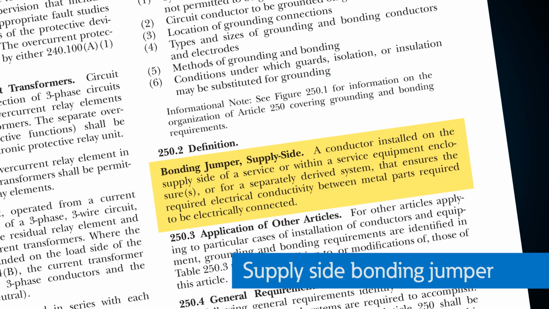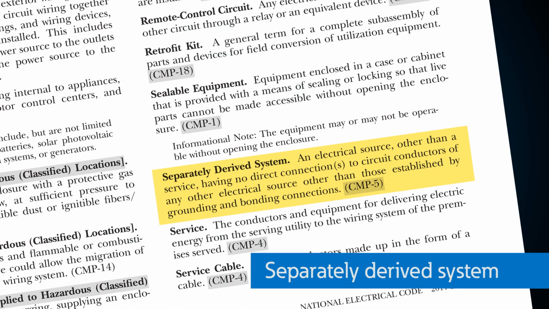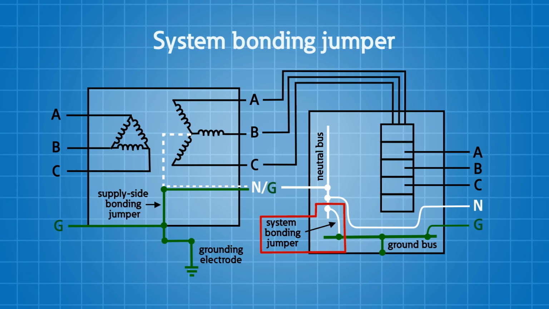Now your supply side bonding jumper is the conductor that's installed on the supply side of the service or within the service equipment enclosures, or for a separately derived system, that ensures the required electrical conductivity between the metal parts that are all required to be electrically connected.